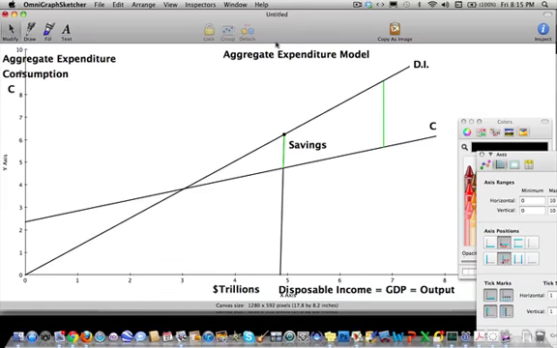Okay, so far we talked about the consumption schedule, and remember that our full model is GDP equals C plus I plus G plus XN, net export. So consumption plus investment plus government spending plus net export. So what we're going to do now is focus on investment, and we're going to add the investment schedule to the consumption schedule.